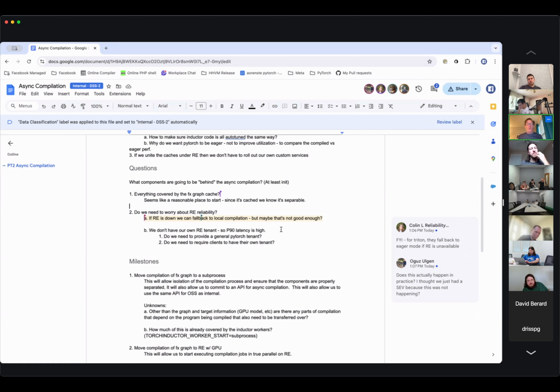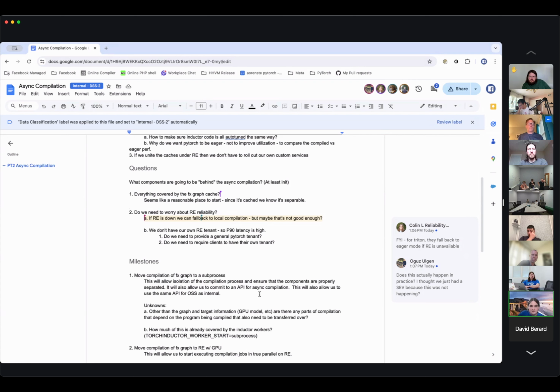Also, right now, we don't have our own RE tenant, so the P90 latency is high, which means we might want to either provide a PyTorch tenant or require big clients to have their own tenant if they care about latency. So these are just some questions. Elias.